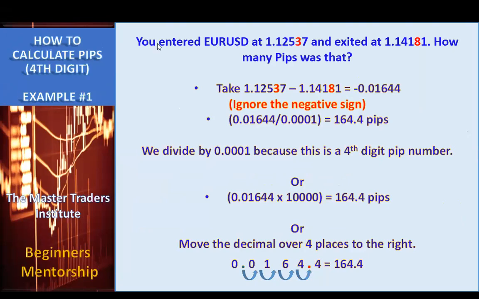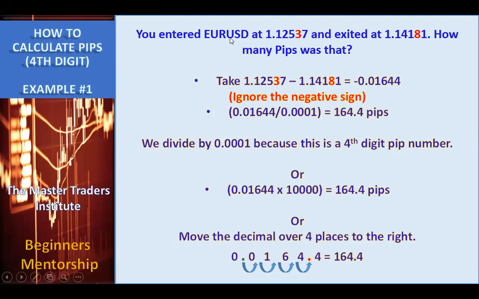Now, let's say someone took a trade, EUR/USD at 1.12537. The person exited the trade at 1.1. Ignore the pipette now because, as far as I'm concerned, it's not significant. I just mentioned this so that you understand.